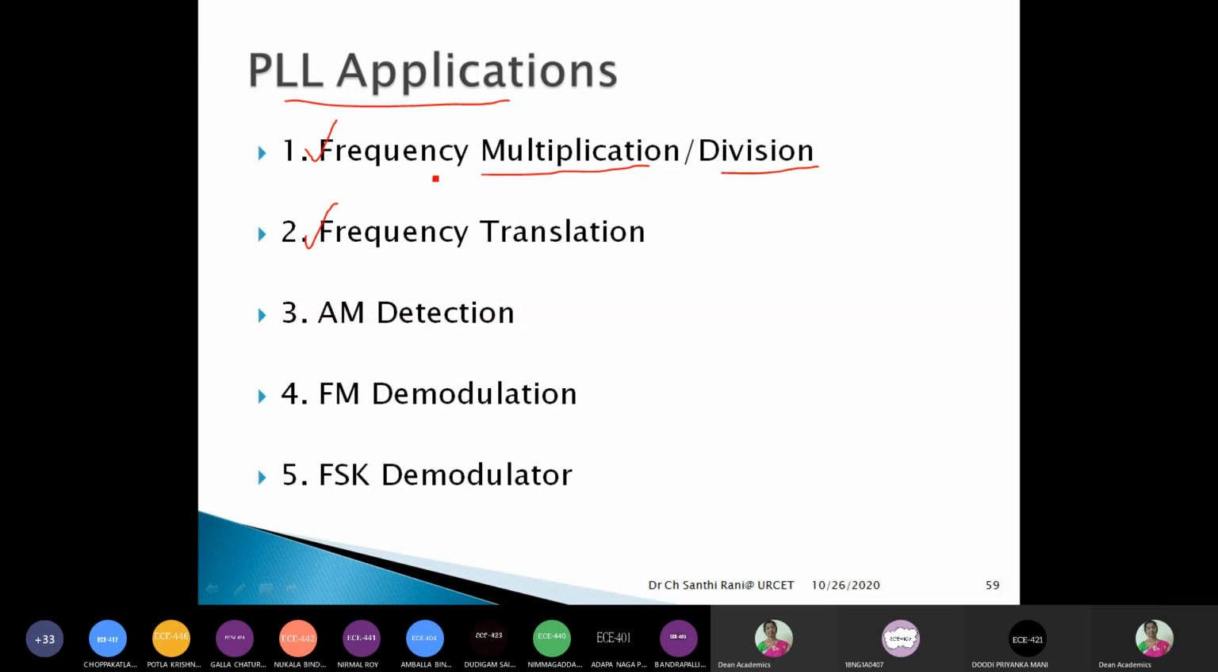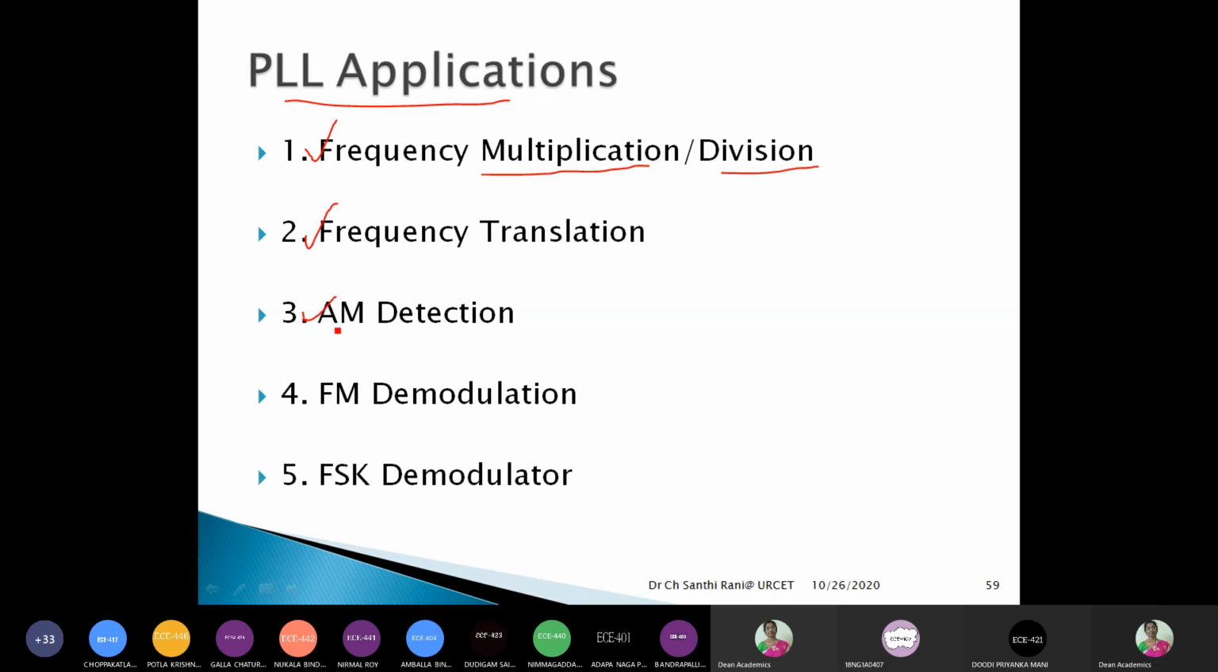I think in yesterday's question paper we saw the questions: explain the applications of PLL, PLL as a frequency multiplier, and PLL as a frequency translator. Like that, I have seen two questions. So we will study all these five, so that whatever question we get in the exam, we can score our marks.